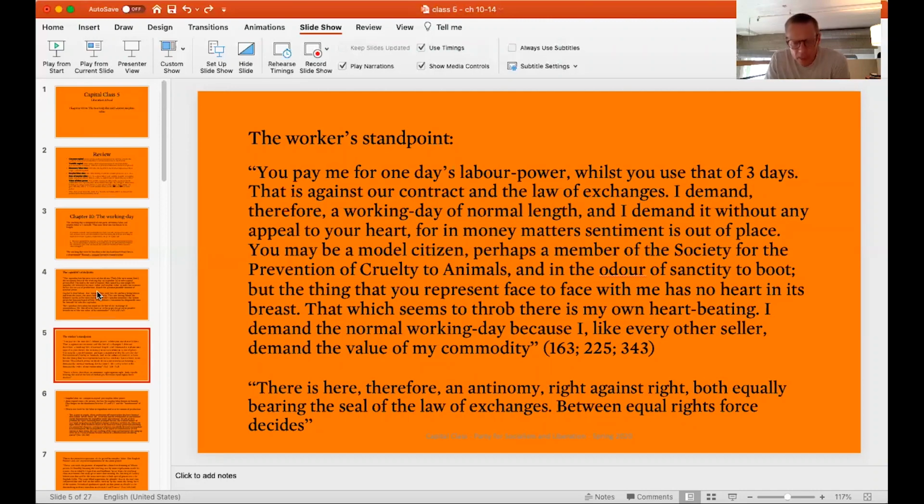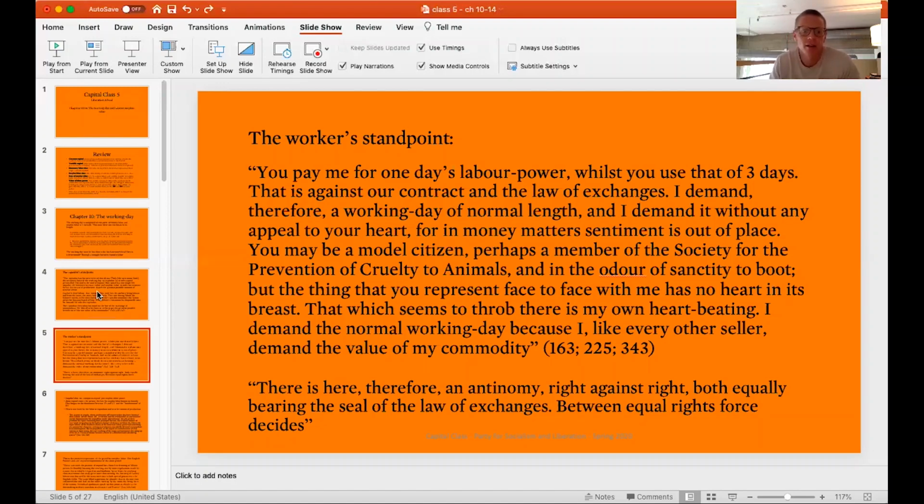And it's not just a struggle over the length of the working day, but also the organization of the working day, as we'll see. Am I making 10 shirts an hour or am I making 100 shirts an hour? Am I teaching 20 students in a class or am I teaching 200 students in a class, right? This will be a different consumption of the use value of my labor power. And so there is a contradiction here that can't be solved within the framework of the law of exchanges, right?